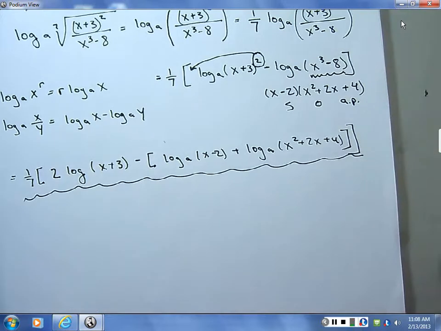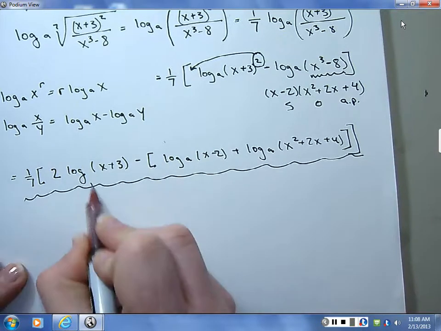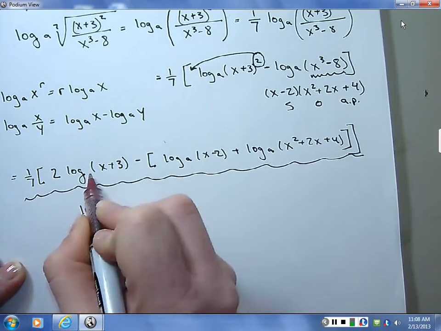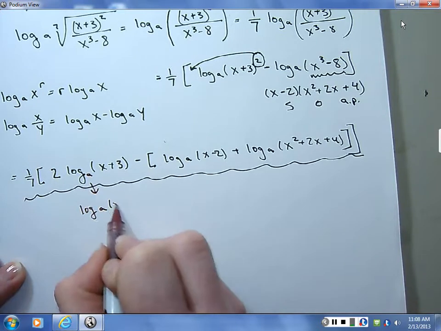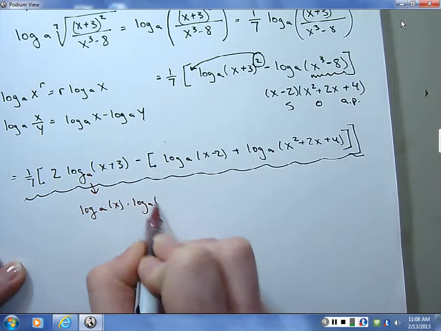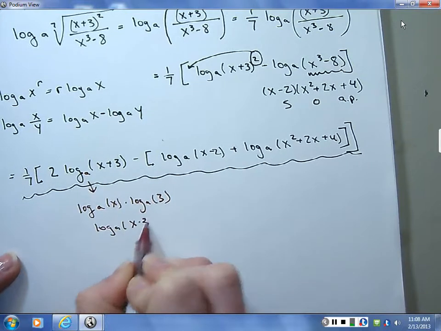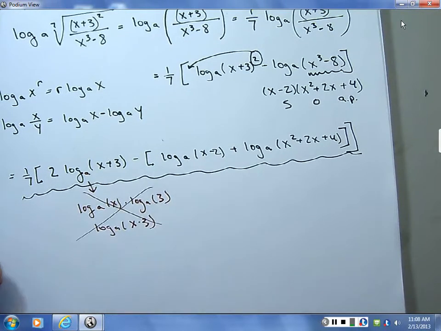going to lose points. If you do something like log of base A, there's an A there, sorry, of x times log base A of 3, or log base A of x times 3, all those you're going to lose points for. That's not correct. So don't do that. Know when to stop.